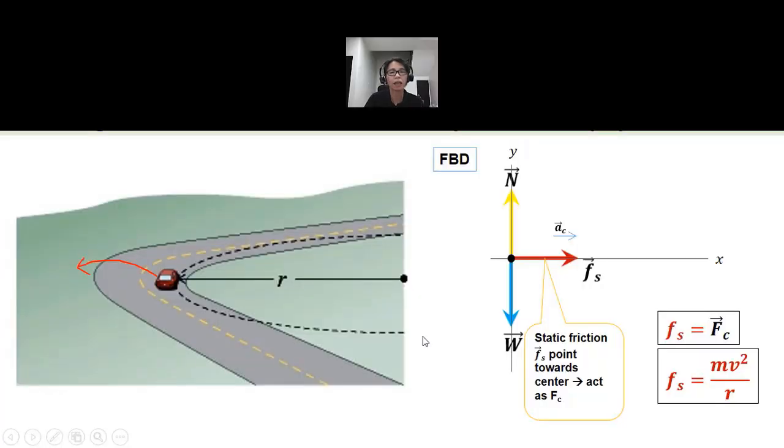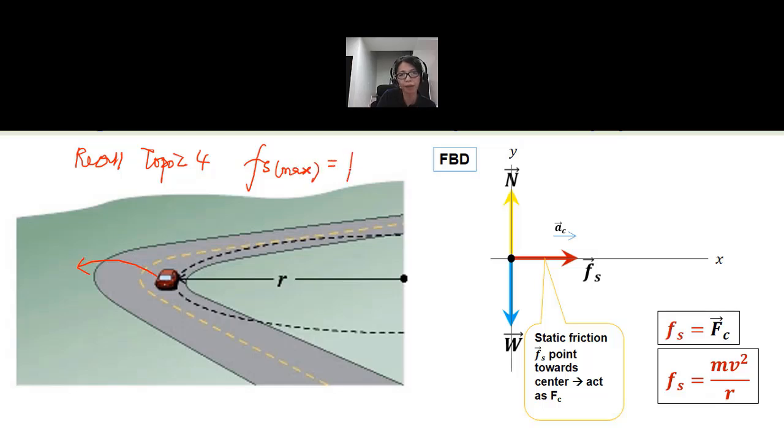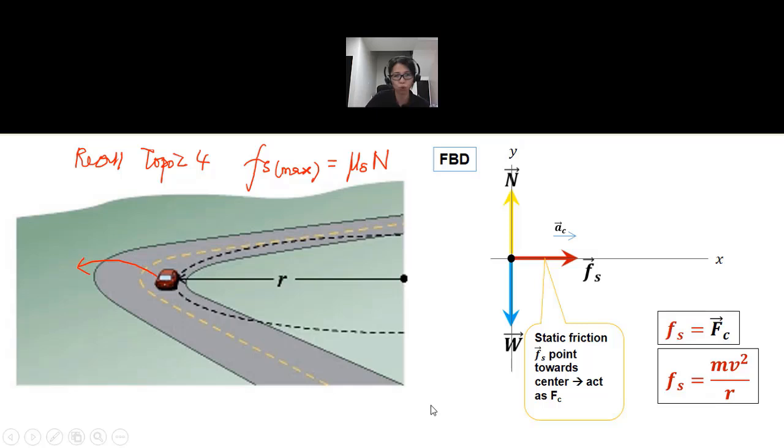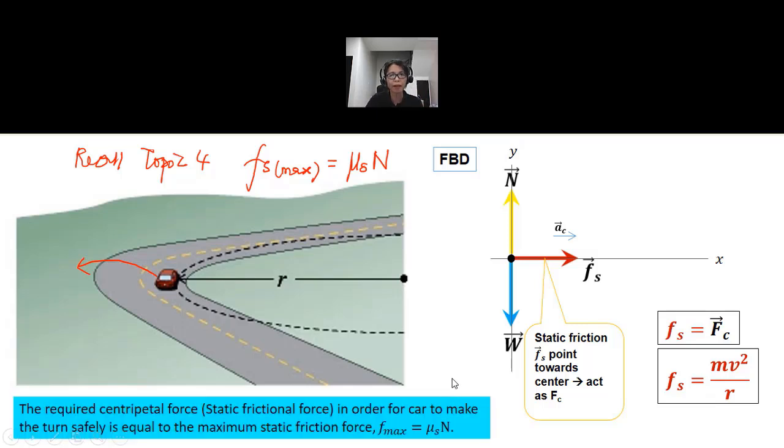And then kalau you recall konsep static friction dalam topik 4, we know that our static friction has a maximum value, whereby the maximum value is equal to mu s n. So there is a maximum value for the static friction to exist. So the required centripetal force, or in other words the static friction force, in order for the car to make the turn safely is equal to the maximum static friction force.